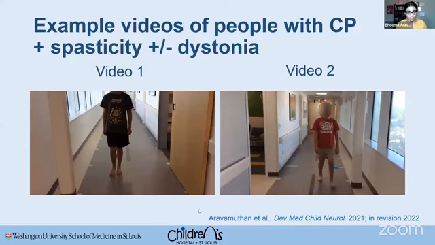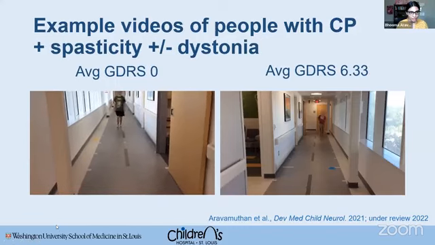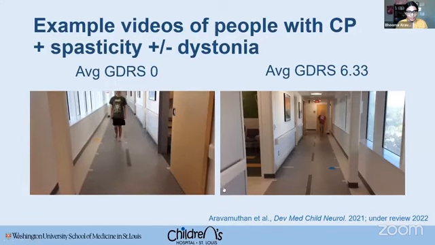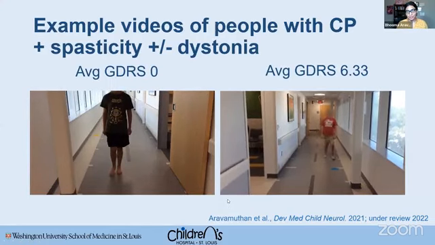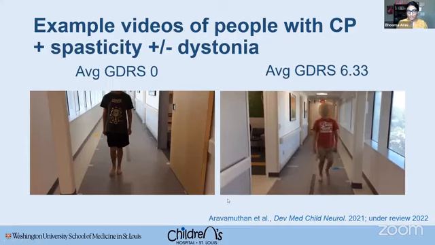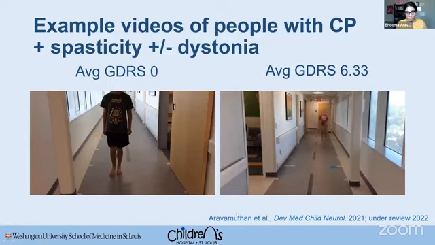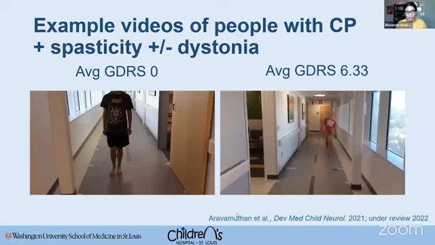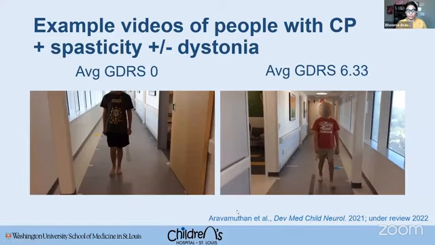This might be a bit of a clear-cut designation. But the person on the left who has mild gastrocnemius spasticity did not have any dystonia, and the person on the right does have dystonia. And you can see by his gait pattern the degree of variability with his steps cycle to cycle.